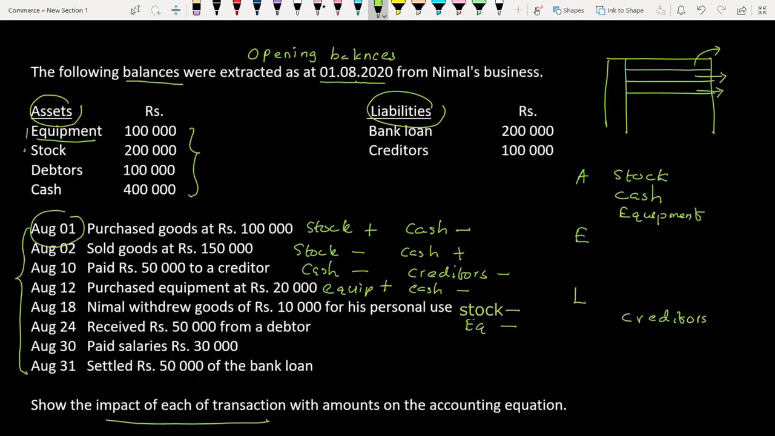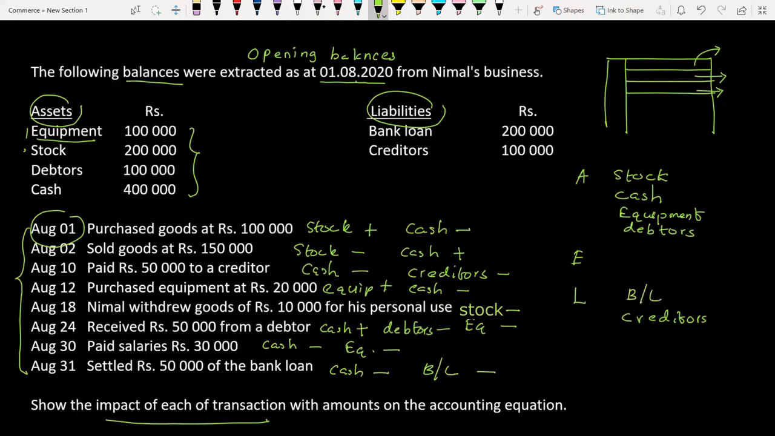Received 50,000 from a debtor. This means cash increases, and on the other hand, debtors decrease. So we have to have the asset column called debtors. Then paid salaries. This is an expense. So cash decreases and equity also decreases. Cash column we have and equity column. Okay. Then settle 50,000 of bank loan. This means cash decreases and bank loan also decreases. So we have to have our liability column called bank loan.